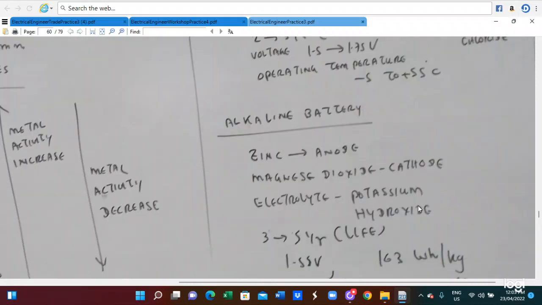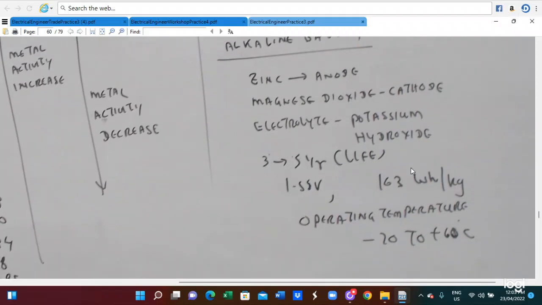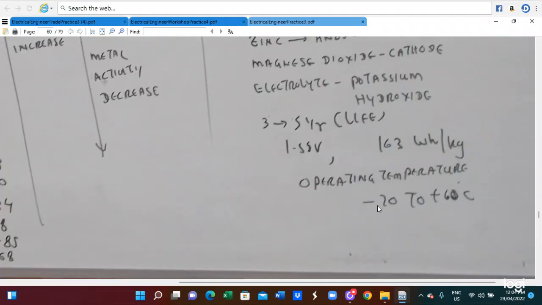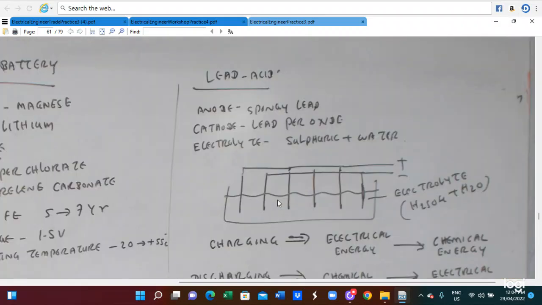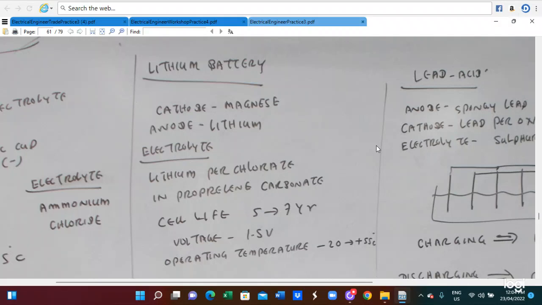In alkaline batteries, zinc is the anode, manganese dioxide is the cathode. The electrolyte is potassium hydroxide. So they have a 3 to 5 years of cell life. Each cell is 1.5 volts, and they can produce 163 watt-hours per kilogram, with an operating temperature of -22 to +60 degrees centigrade. And in the lithium battery, the cathode is manganese, the anode is lithium.